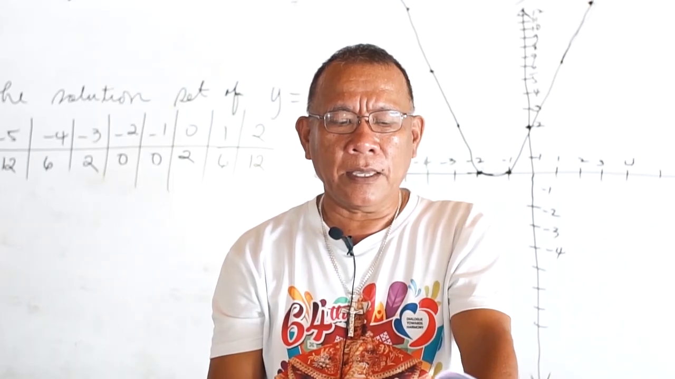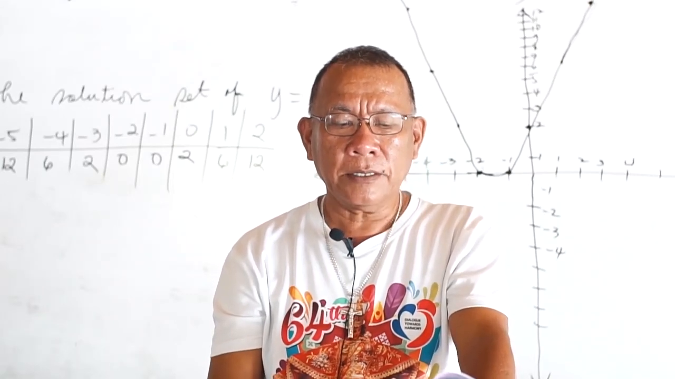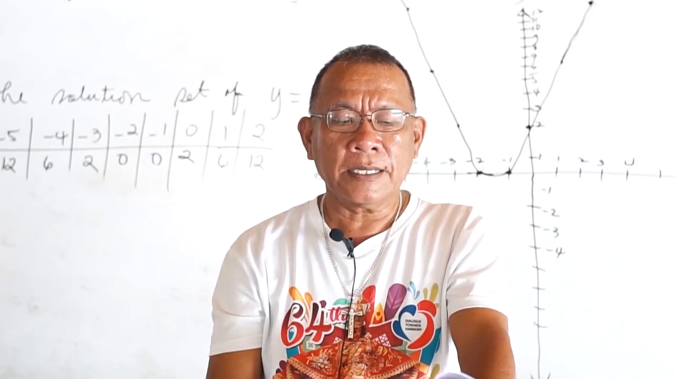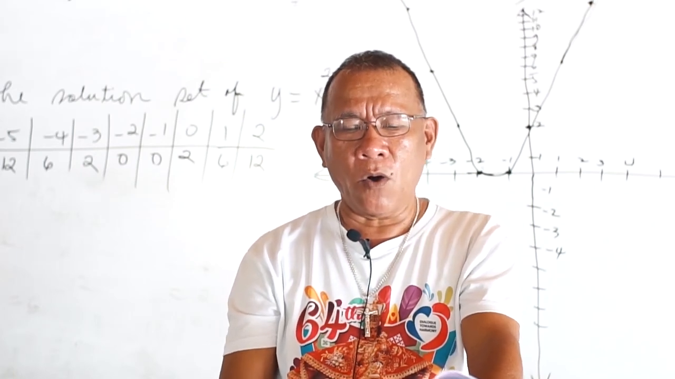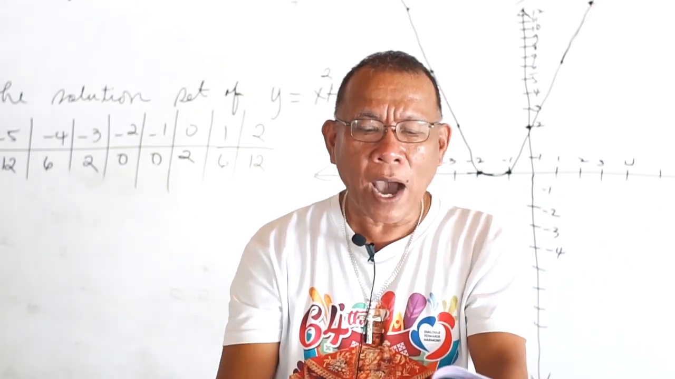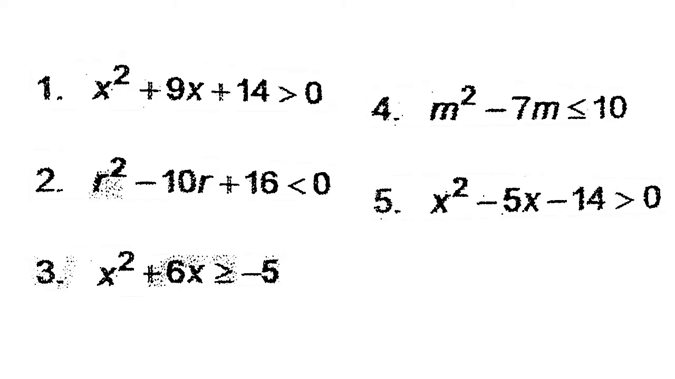Our activity in Math 9, second quarter, week 1: find the solution set of each of the following quadratic inequalities. Then graph. Write your answer on yellow pad paper.